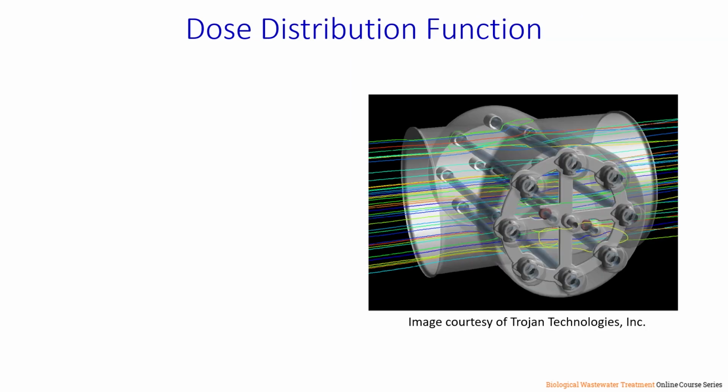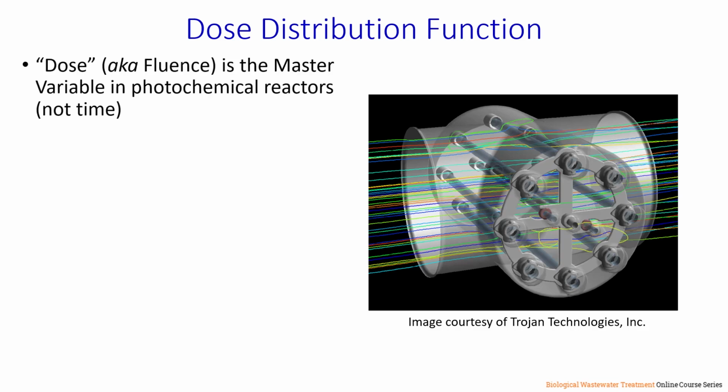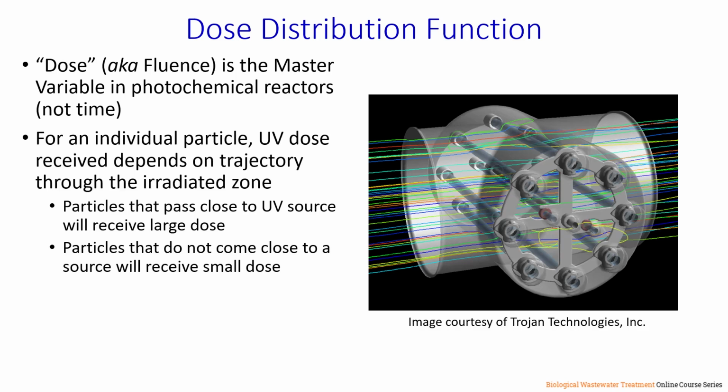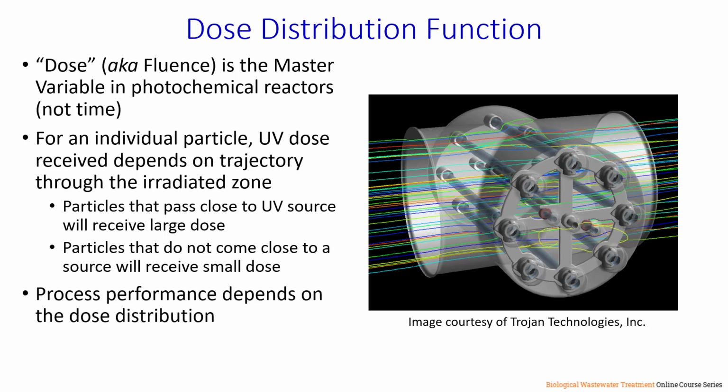Now let's consider the dose distribution function specifically. Dose, as we've described previously, is the master variable in photochemical reactors, not time. As we've seen, the dose received by an individual particle will depend on its trajectory through the irradiated zone. Some particles will receive a large dose, some will receive a small dose, and some will be in between. The overall performance of these systems will depend on the distribution of doses that is delivered.